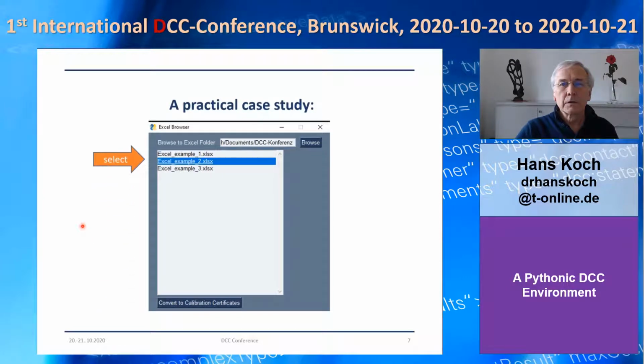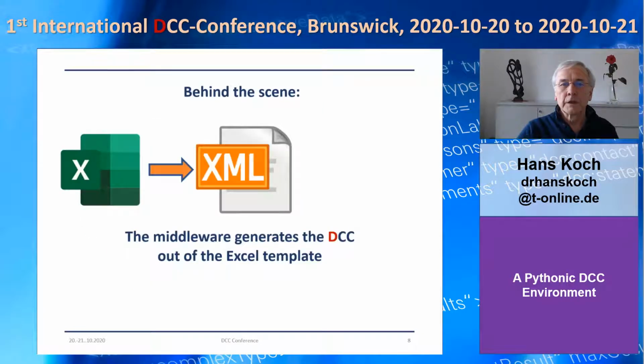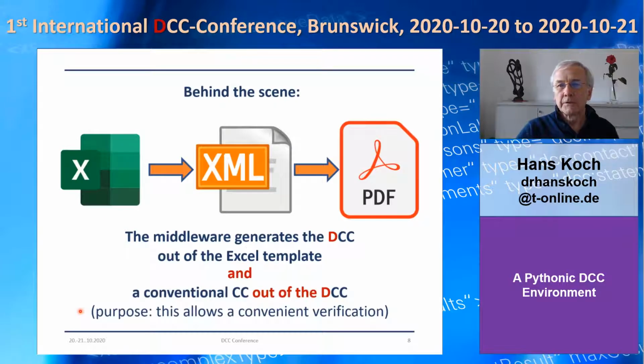You select an example, or if you want to do a batch job, you select several of them, and then you click, and then the result will be an XML, a DCC out of this template. And not only that, we will have also a PDF, and this PDF is generated from the contents of the XML. The purpose is that this allows a convenient verification whether the XML is okay or not.